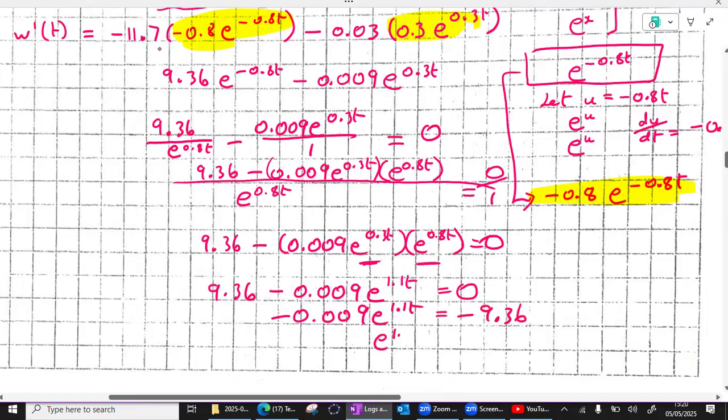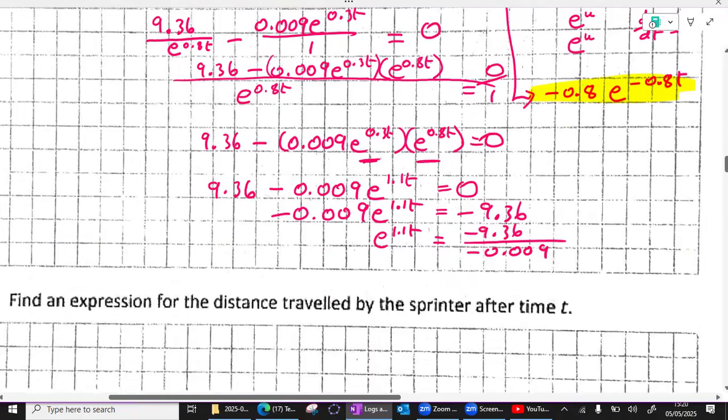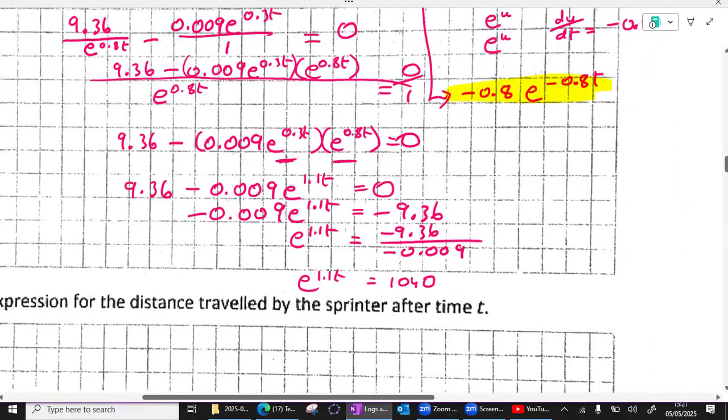Now I want to ultimately aim to get that t out. So I'm going to move him over, and his job is going to be dividing. Now, when I divide that in, let's see what that is. So I'm hitting my fraction button: negative 9.36 divided by negative 0.009. So that's 1040. So e to the power of 1.1t is 1040.